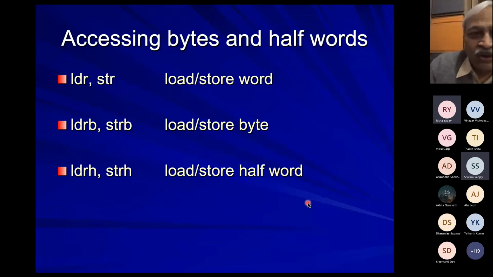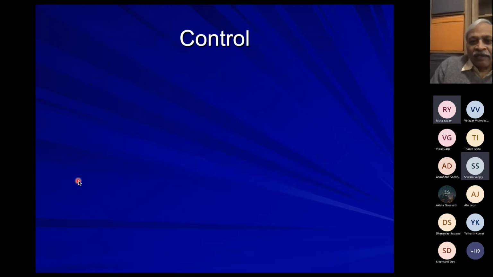I talked about load register, store register. These deal with transfer of one word between memory and register. There are similar instructions for transferring smaller or larger amounts. LDRB, STRB, you can read as load register byte, store register byte. You can talk of half word, which is 2 bytes. So LDRH and STRH.